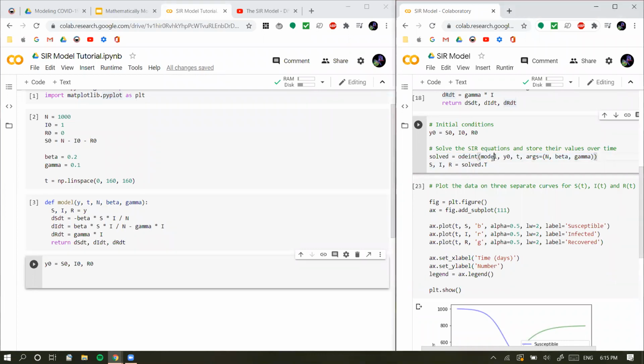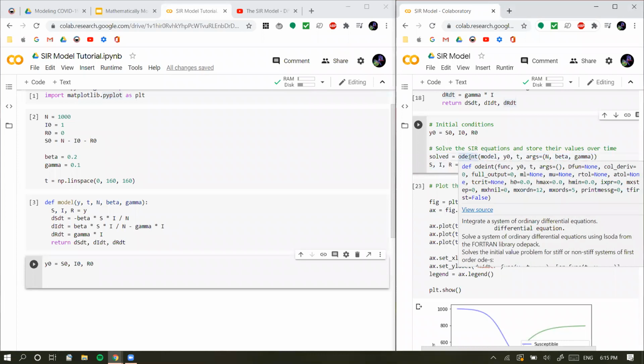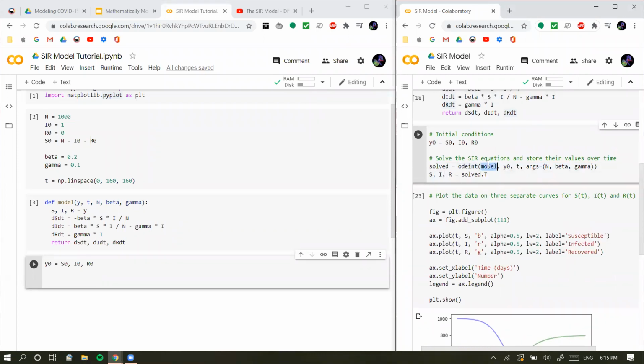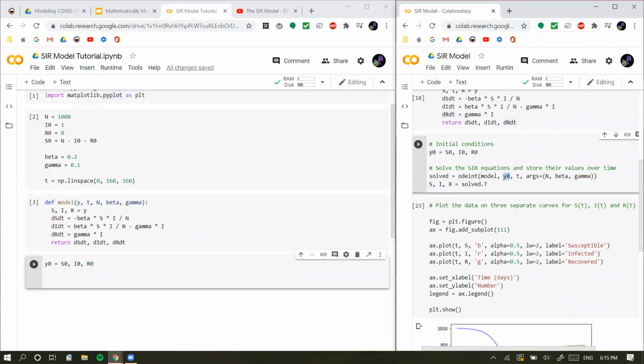So this odeint thing just means we're going to solve the differential equation. It's going to solve this equation using the model that we defined earlier, and it's going to start off with initial conditions y0. And y0 is pretty much a list of S, I, and R at time 0. It's going to use t, which is the time that we defined earlier, 160 days. And we have 3 arguments, which are just constants that we pass in: n, beta, and gamma. Those are just numbers that we tell it.